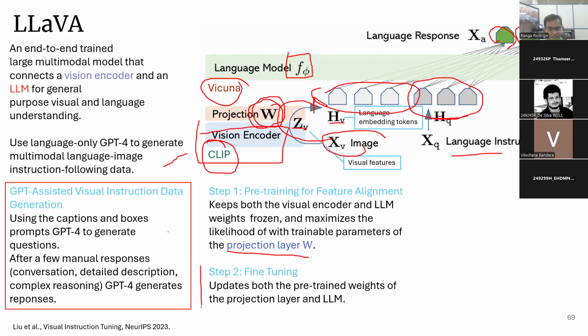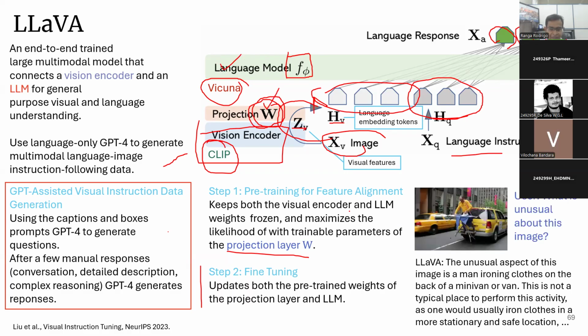Then step 2 is to update both the pre-trained weights of the projection layer and the LLM. So they update this as well as this. For example, the user asks, what is unusual about this image? Then LLaVA will respond: the unusual aspect of this image is a man ironing clothes on the back of a minivan or van.